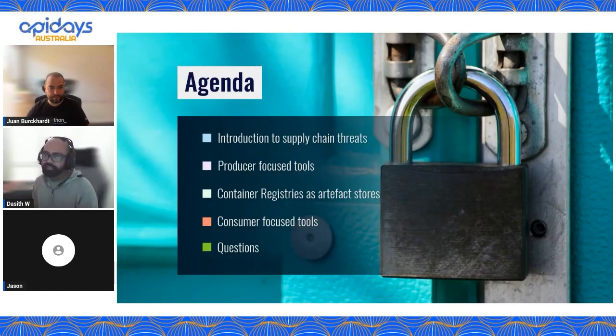To start us off, an introduction into supply chain threats, some of the things that are very much in the spotlight at the moment. We look at how you can use some of the modern tooling on the producer side when you're developing software, producing software artifacts. We'll look at a very modern way of sharing those software artifacts and supply chain evidence to a consumer. And on the consumer side, on the other side of the fence, how to consume those artifacts and evidence safely. And we'll also take questions at the end.